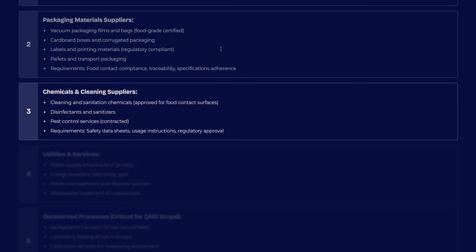Number 3 on the list, we have chemical and cleaning suppliers that include cleaning and sanitation chemicals that have to be approved for food contact surfaces. We have disinfectants and sanitizers. We have pest control services if we have to be contracted, or if we are having in-house, but that's a different case. And then the requirements here include safety data sheet, usage instructions, and the regulatory approval.